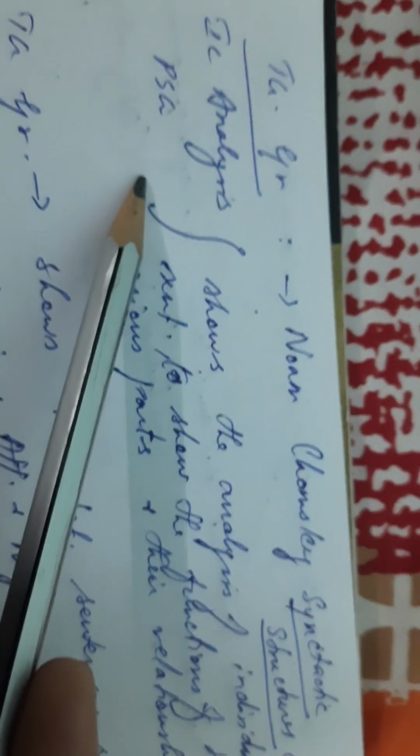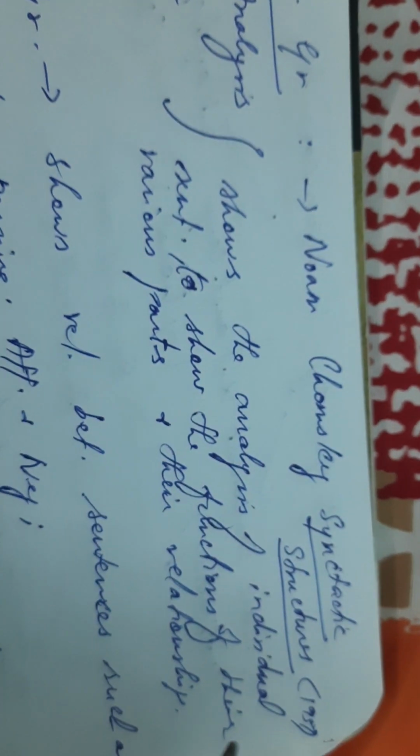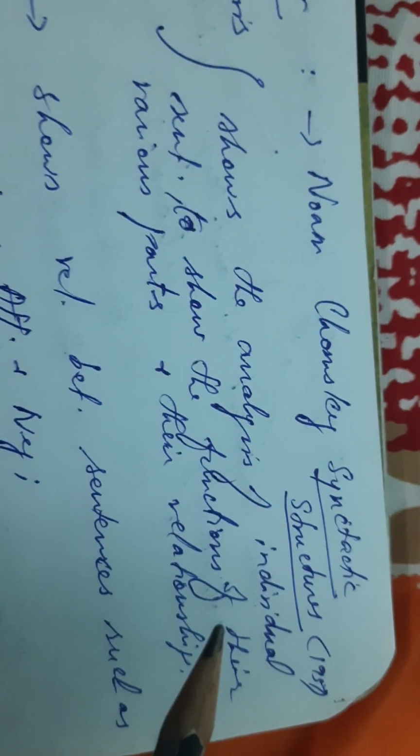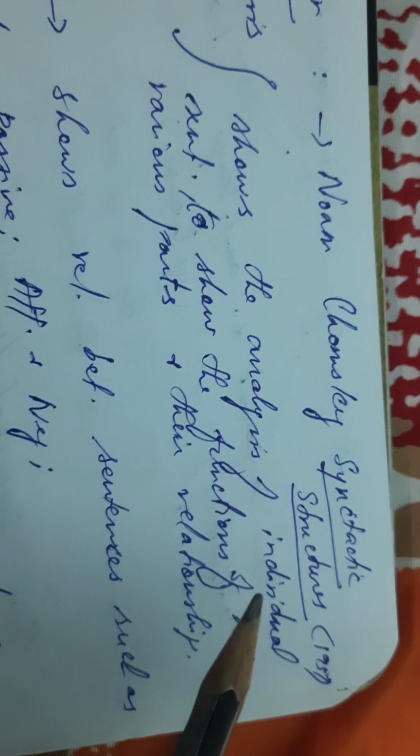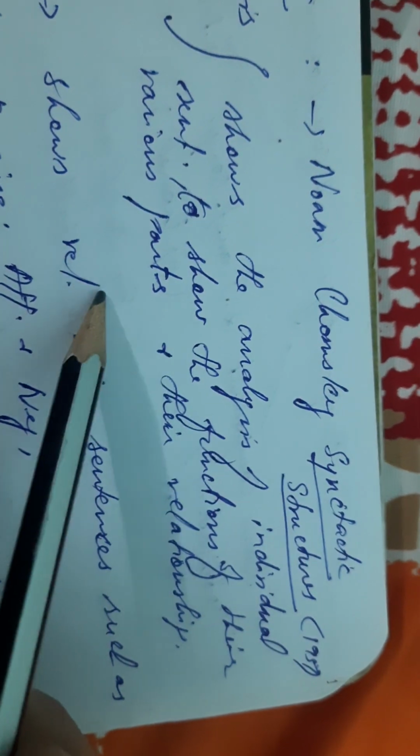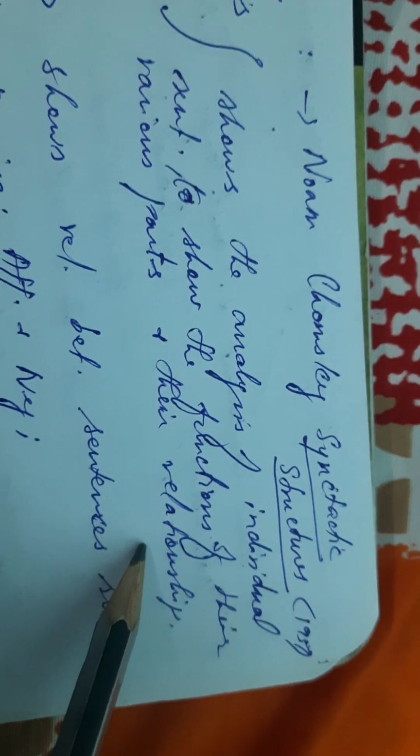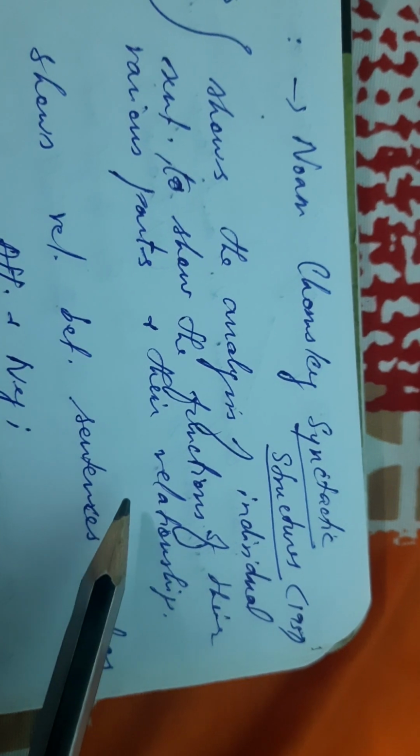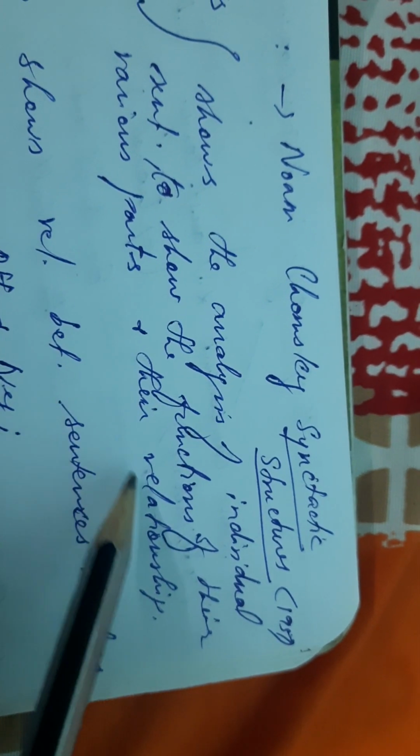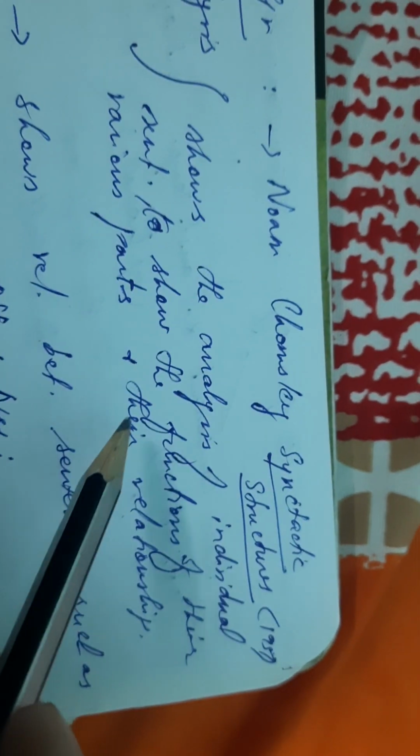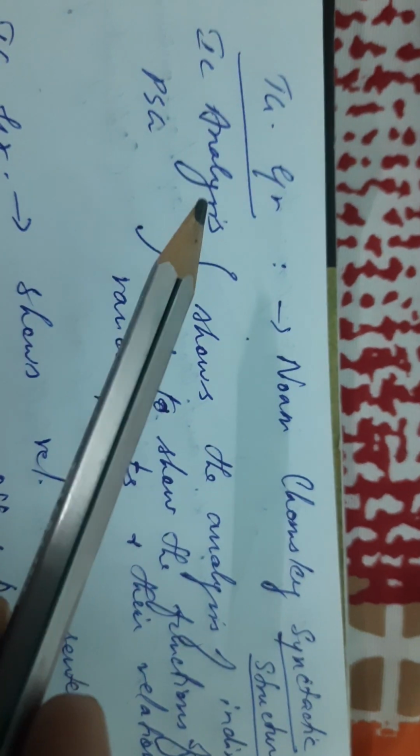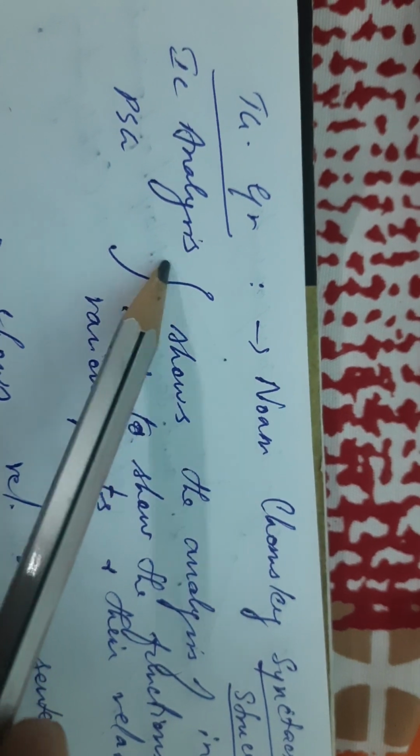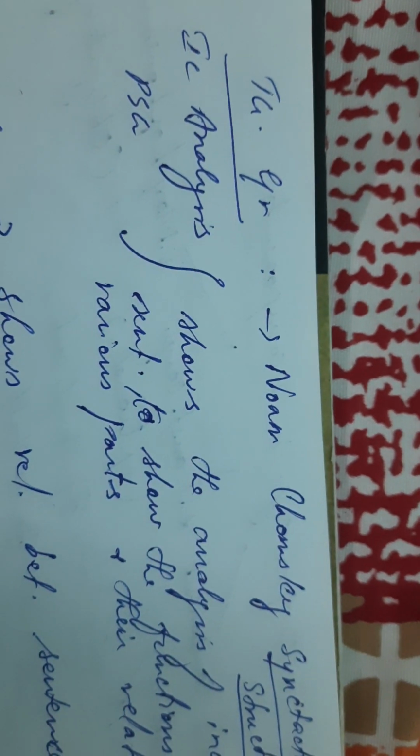and phrase structural grammar. So these types of analysis, what they are doing is they analyze the individual sentences to show the functions of their various parts and their relationships. Okay, so when they are analyzing a given sentence, they analyze in order to show the functions of their various parts and their relationships. Okay, so this is what is done by the two types of analysis, that is IC analysis and PSG, phrase structure grammar.